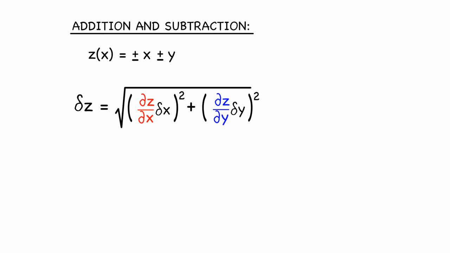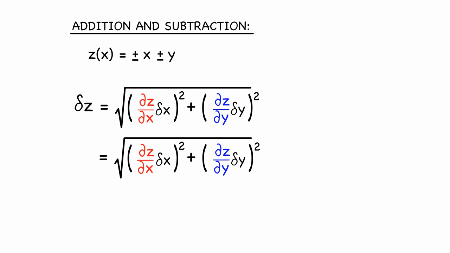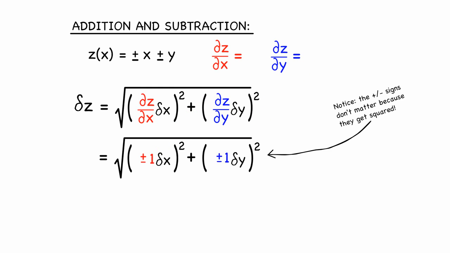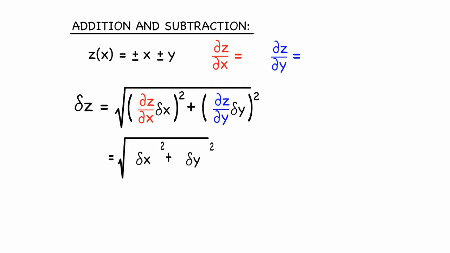Addition and subtraction. When you construct the uncertainty on the sum or difference of two variables, you'll notice that both the derivatives are really easy. They are 1. The formula reduces to the two original uncertainties added in quadrature.